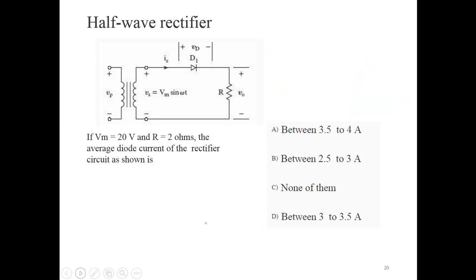The half-wave rectifier is asking you the average current of the rectifier. You can find out the average voltage will be equal to Vm by 2, no, Vm by pi. Vm by pi is the average voltage of the diode. For a full-wave rectifier it is 2 Vm by pi.